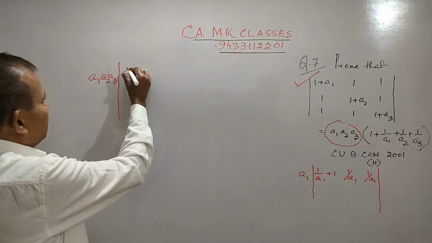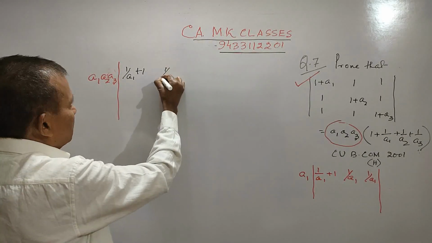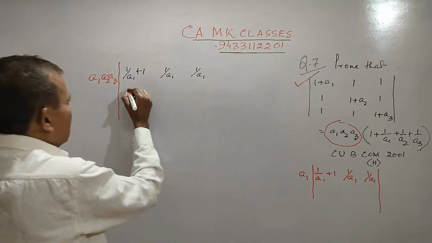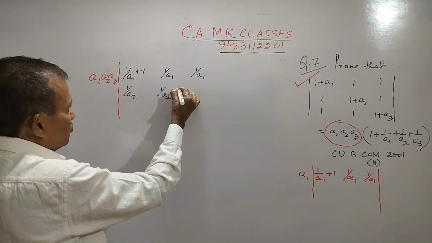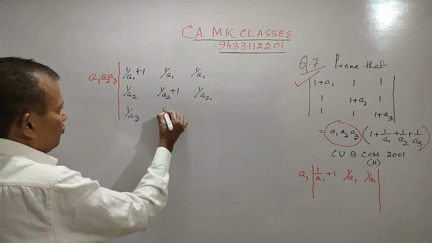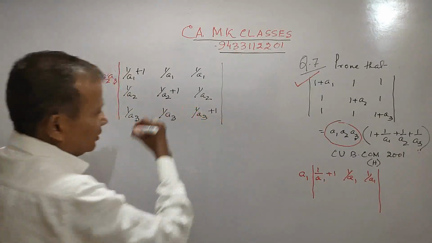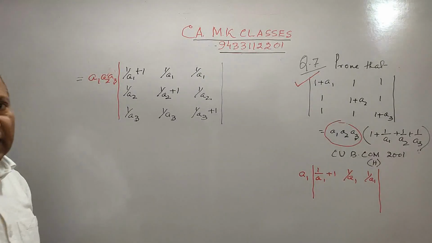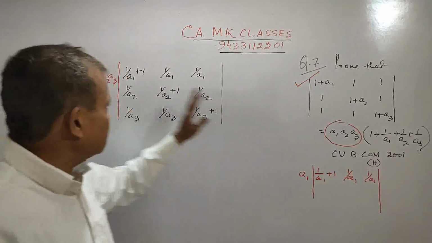So, this will be 1 by A1 plus 1. This will be 1 by A1, this will be 1 by A1. Similarly, 1 by A2, this will be 1 by A2 plus 1, this is 1 by A2, this is 1 by A3, 1 by A3, this is 1 by A3 plus 1. So, we have taken A1, A2 and A3 outside. Now, one part of the problem has come here.